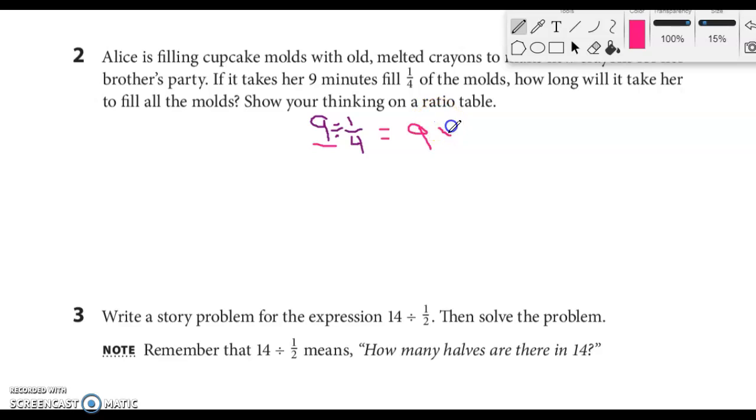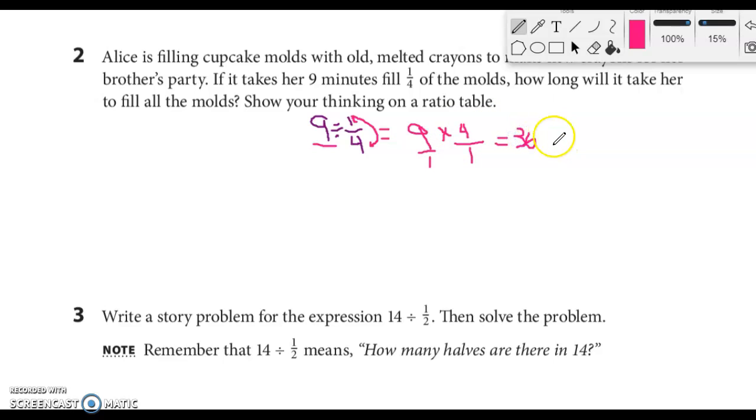Now, you're going to take the sign and do the opposite of it. So instead of divide, you're going to multiply. And then you're going to take 1/4 and find the reciprocal of it. So you're going to flip it upside down and it's going to be 4/1. 4/1 is the same as 4. Anything over 1 is a whole number. You could put this one over 1 to help you, or you could just take it away and pretend like it's not there. And then 9 times 4 is 36.